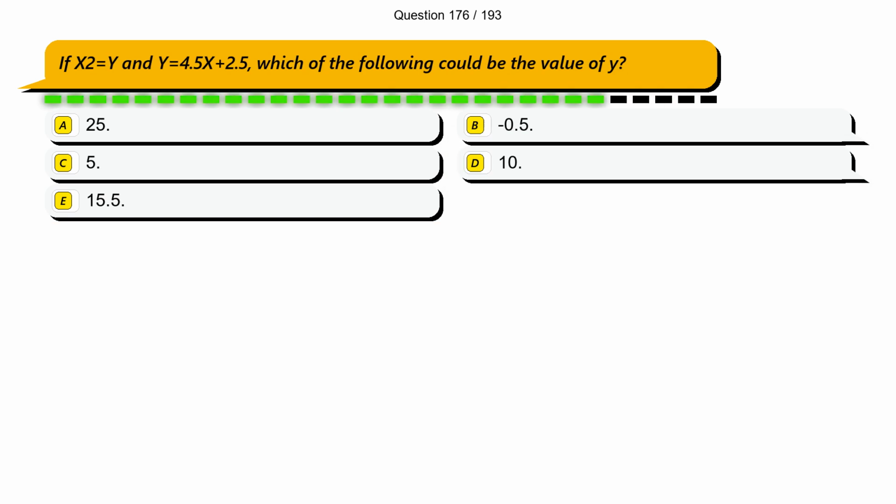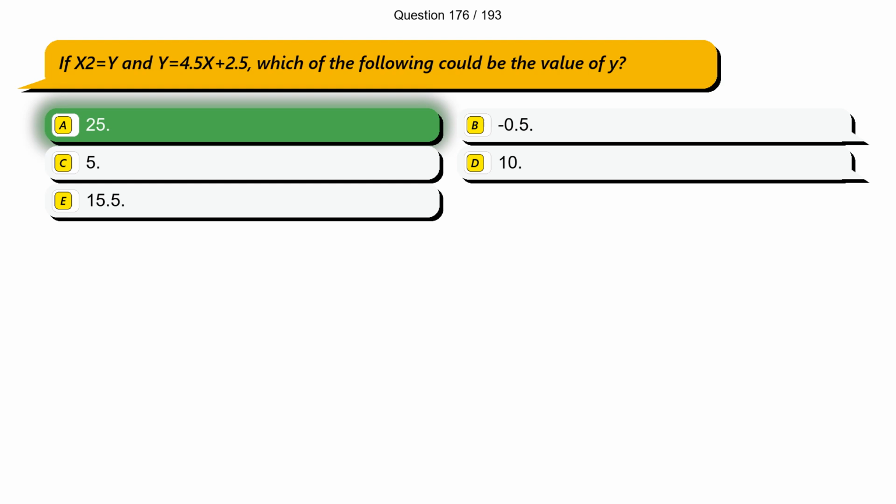Question 176. If x² equals y and y equals 4.5x plus 2.5, which of the following could be the value of y? Option A 25, Option B minus 0.5, Option C 5, Option D 10, Option E 15.5.